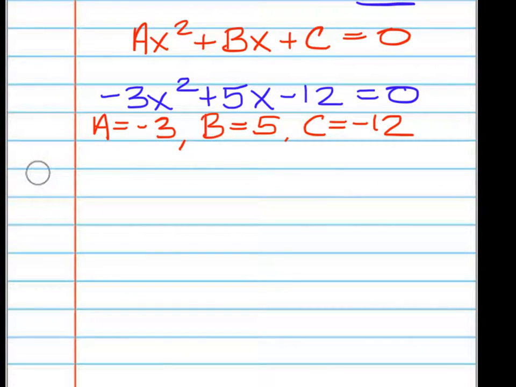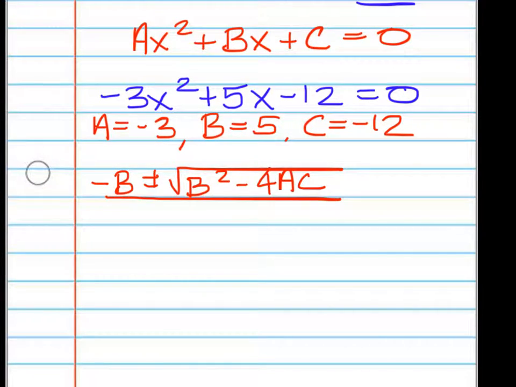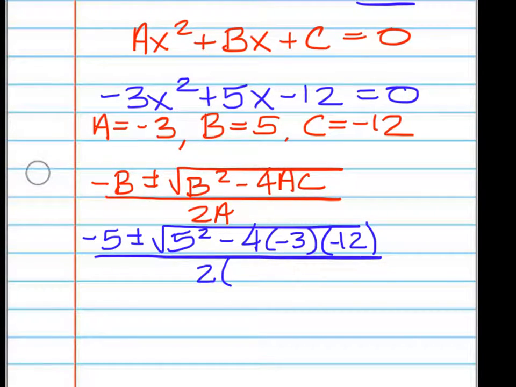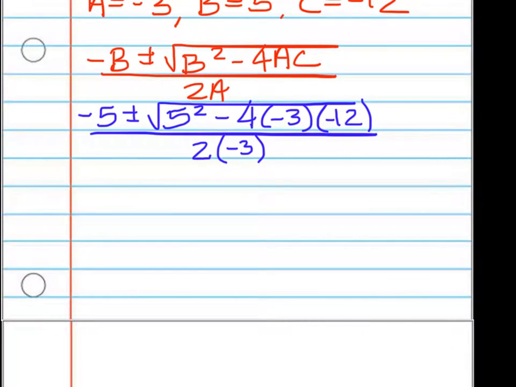Alright, you've got to use your formula, which is negative b plus or minus the square root of b squared minus 4ac. All of that is over 2a. And plug in what you know. We would have a negative 5 plus or minus the square root of 5 squared minus 4 times negative 3 times negative 12. All of that over 2 times a, which is negative 3. And then simplify.